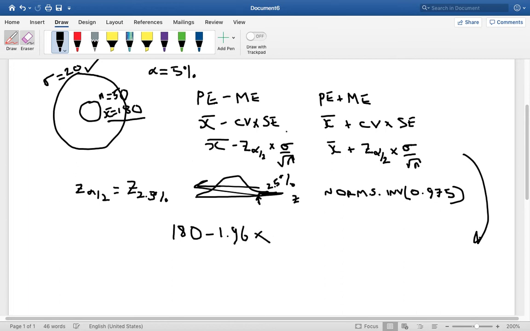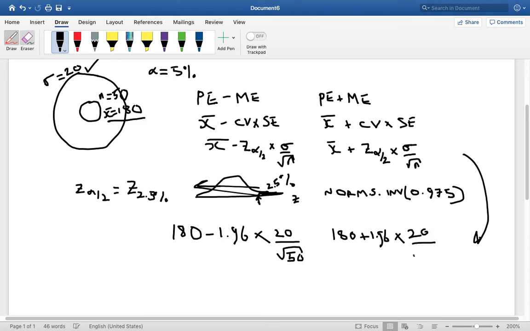times the standard deviation, which we said is going to be 20 over the square root of 50. And that gives us the lower confidence limit. If we want the upper confidence limit, it's going to be the same thing as this, except we're going to put a plus sign in here. So it's going to be 180 plus 1.96 times 20 over root 50.